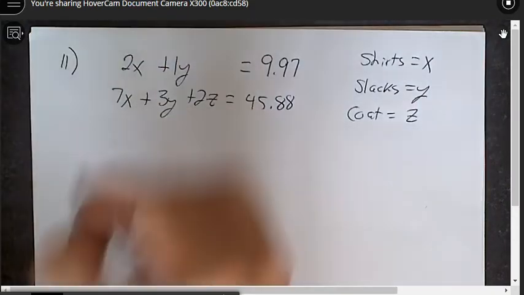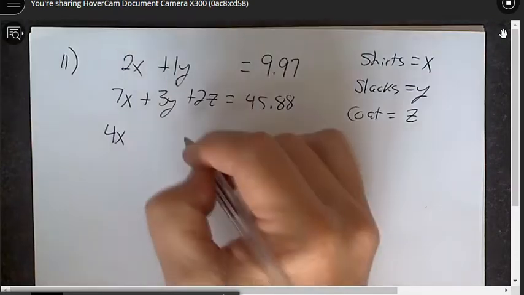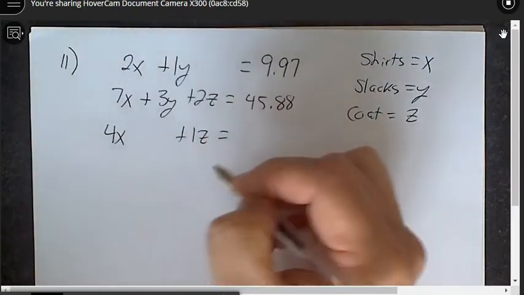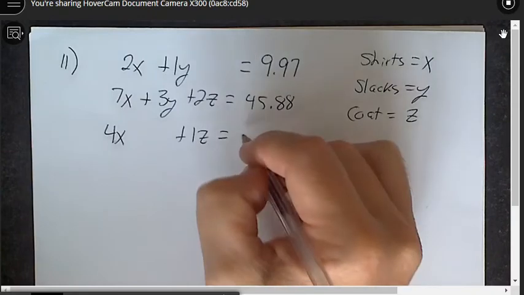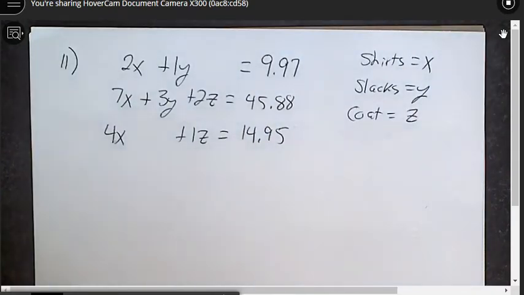And finally, he bought 4 shirts and 1 coat. And that was $14.95. How much was he charged for each shirt, each pair of slacks, and each sports coat?